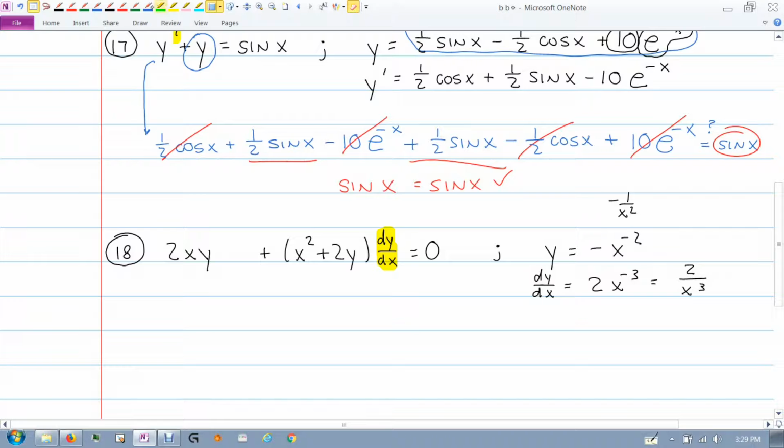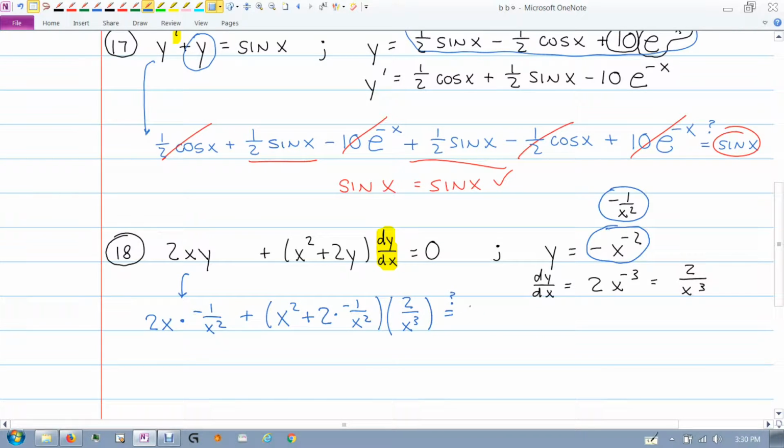We're checking now. What is 2 times x times y? Well, that's 2 times x, but y, remember, is this, negative 1 over x squared. Plus, now x squared plus 2 times y. Y was negative 1 over x squared. Then all of that times dy dx, which was 2 over x cubed. And the question is whether or not that's 0. So let's see.